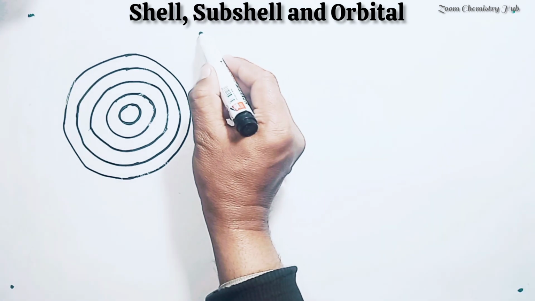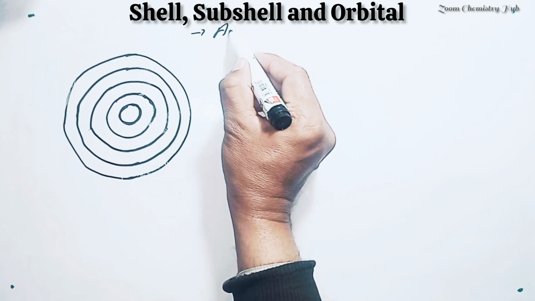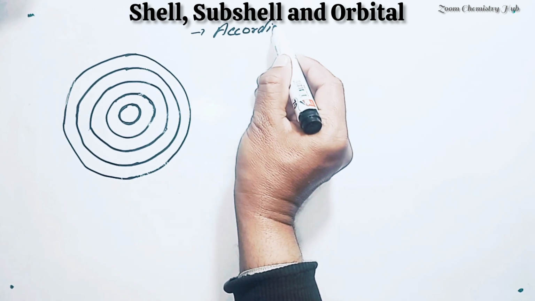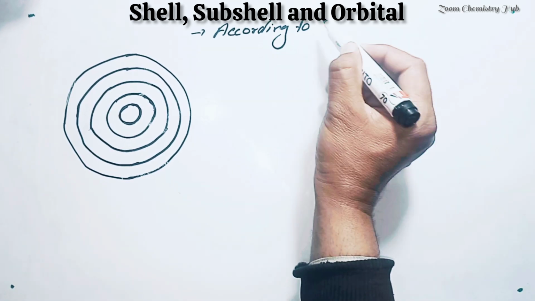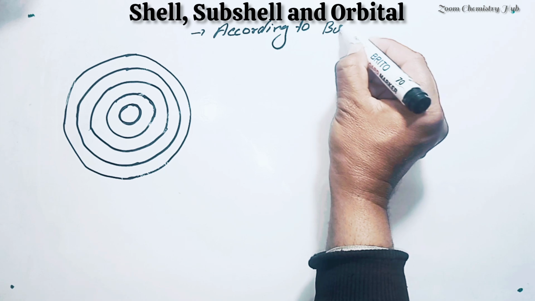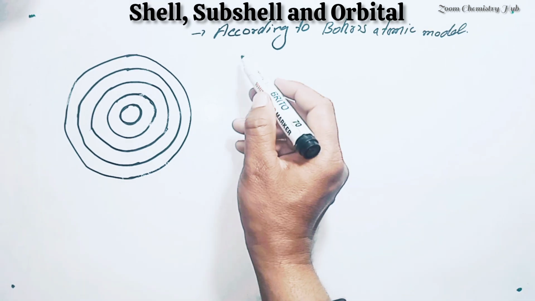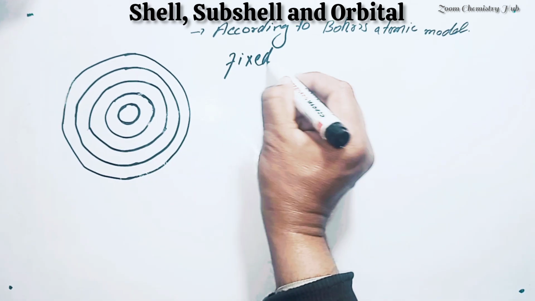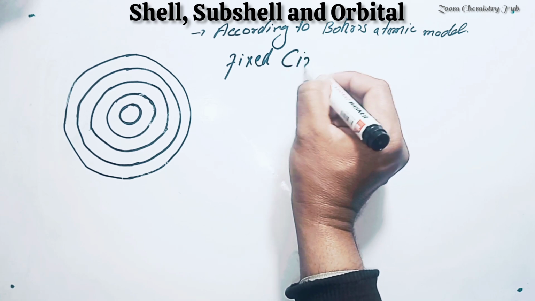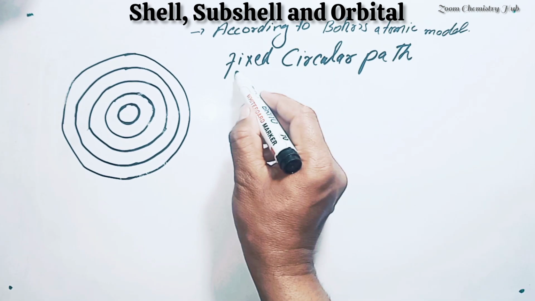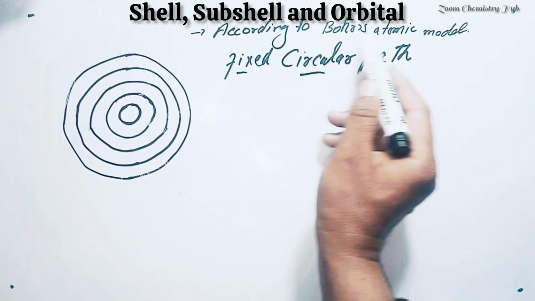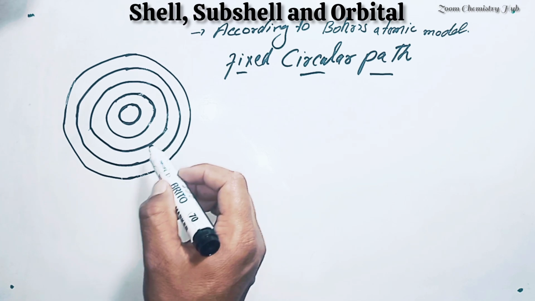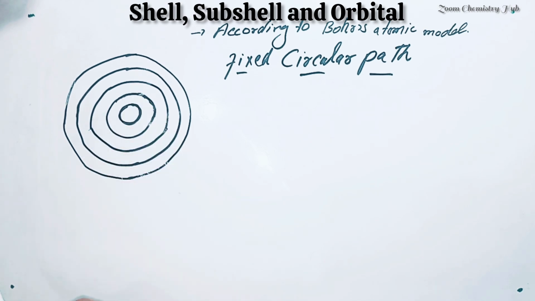So let's start. According to the Bohr atomic model, electrons are revolving around the nucleus in a fixed circular path, and according to the Bohr model, these circular paths are called shells. In these shells, electrons are revolving continuously.